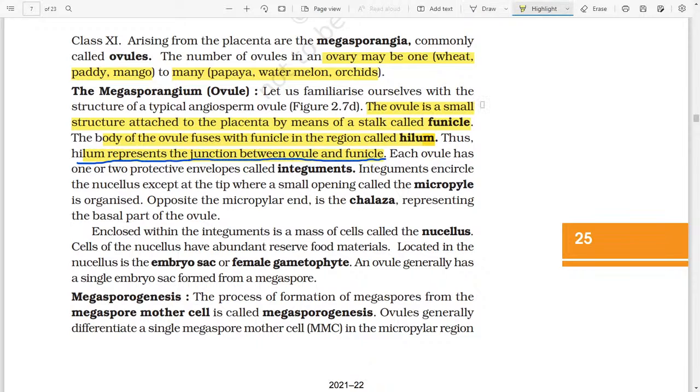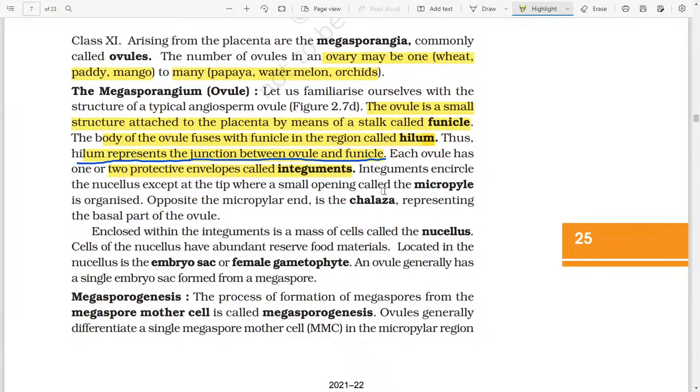Each ovule has one or two protective envelopes, which are known as integuments. Integuments encircle the nucellus, except at the tip, where a small opening called the micropyle is organized. Opposite the micropylar end is the chalaza, representing the basal part of the ovule. Enclosed within the integument is a mass of cells called nucellus. Cells of the nucellus have abundant food reserves.